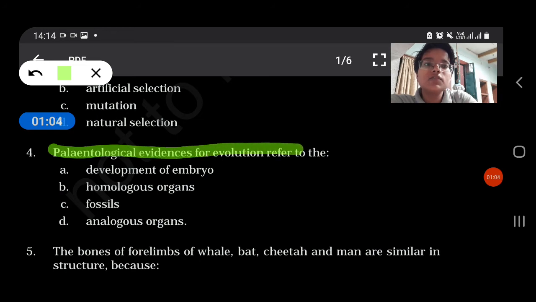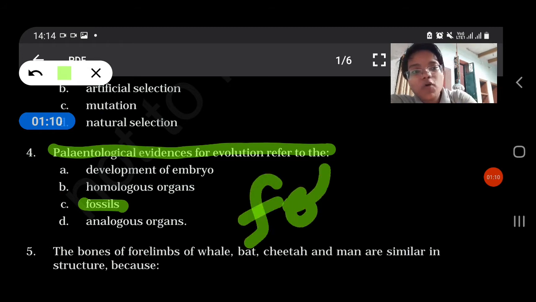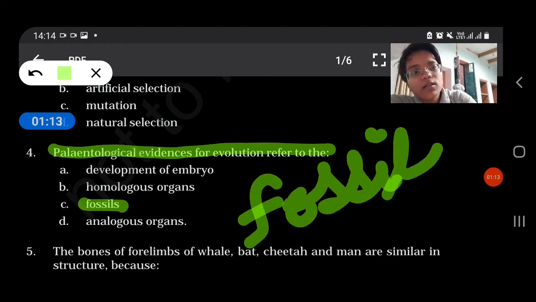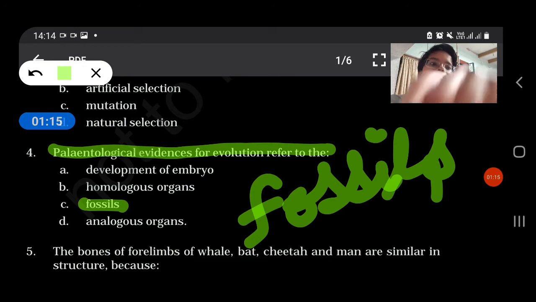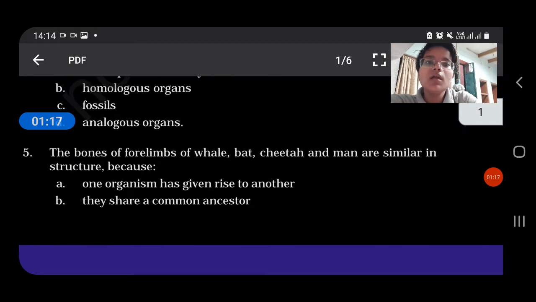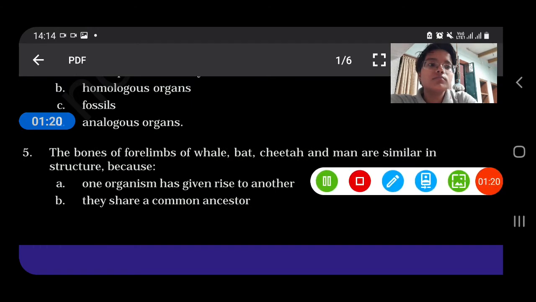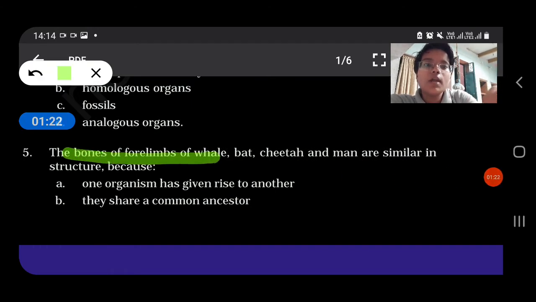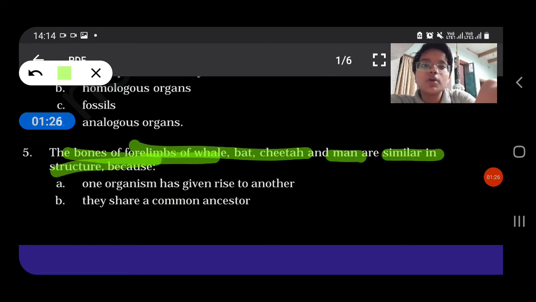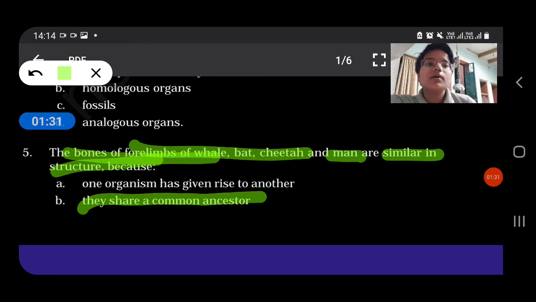Paleontological evidences for evolution refers to fossils. Fossils are the paleontological evidences of evolution. The bones of the forelimbs of whale, bat, cheetah and man are similar in structure because they share a common ancestry. They are similar in structure but different in function.